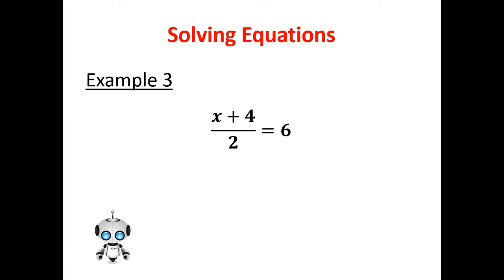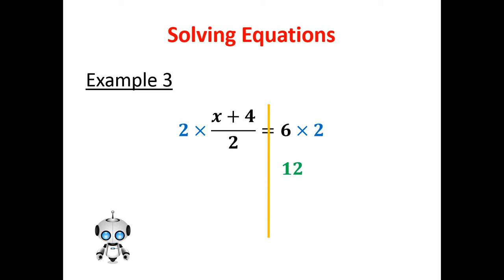Alright, our final example today. Example 3. X plus 4 all divided by 2 is equal to 6. So once again, a line down our middle. On the left hand side we see a divide 2. To get rid of a divide 2 we times 2. But if we times 2 on the left we times 2 on the right. On the right, 6 times 2 makes 12.